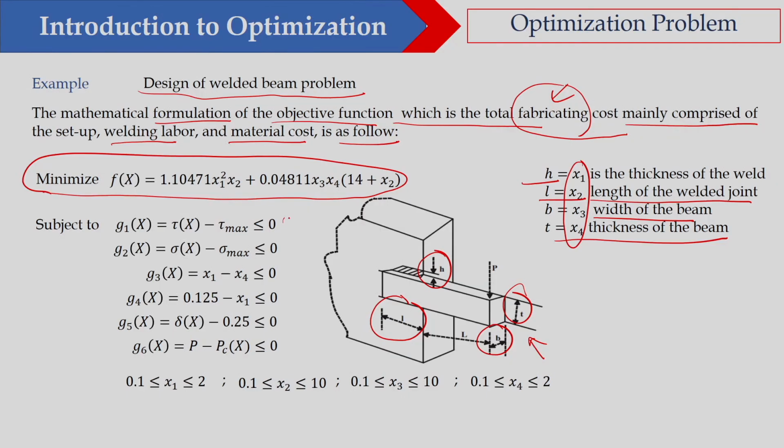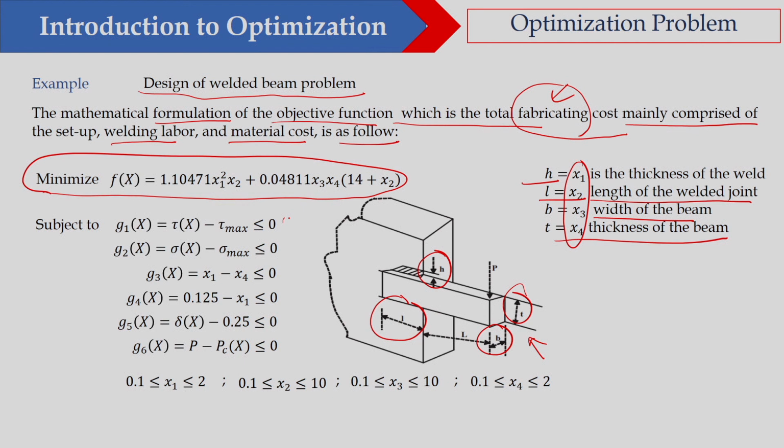For these 4 variables I have to find the optimal values, so that the fabrication cost is minimum. This is a benchmark problem, and many researchers have solved it using various optimization methods, including genetic algorithm, classical optimization techniques, and particle swarm optimization.